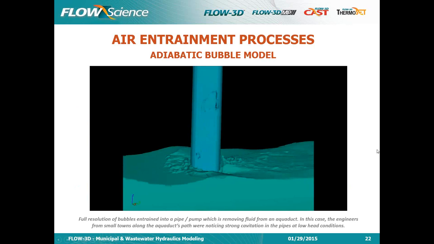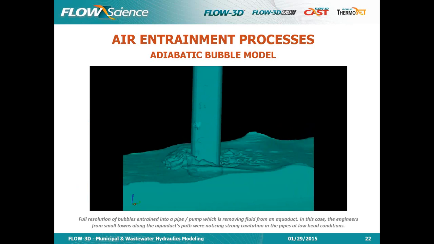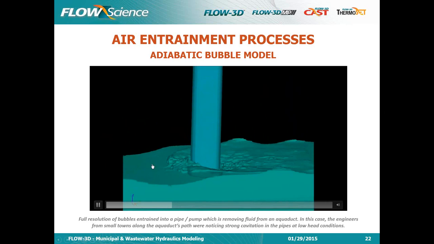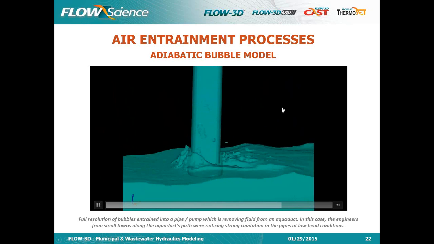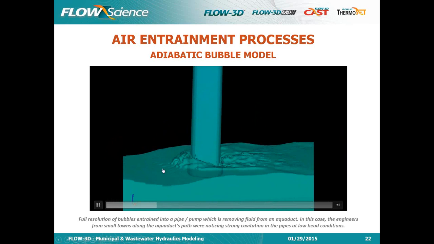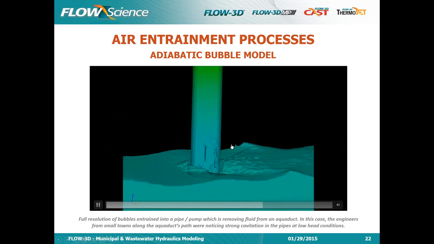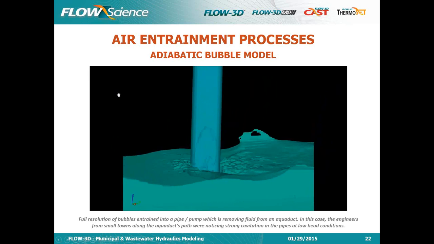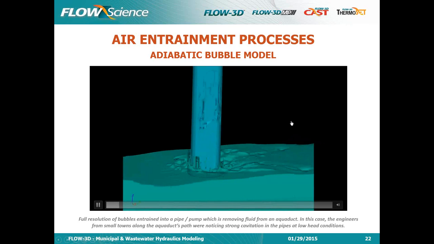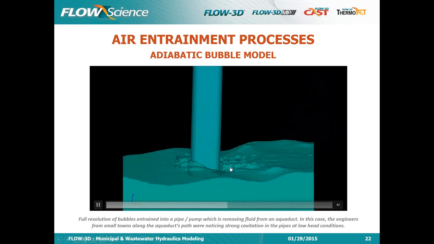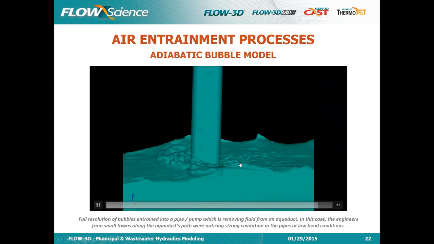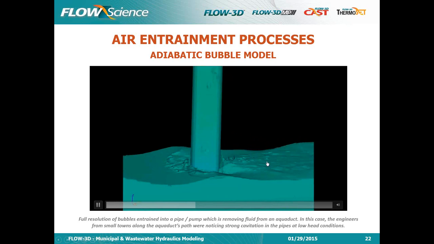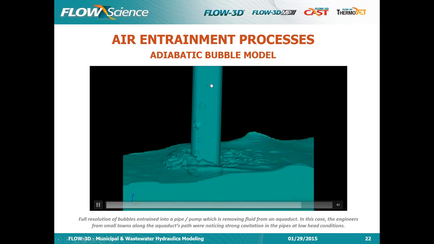This is the resolution of the bubbles themselves. It's the adiabatic bubble model we have. There's a full resolution, and this is from a project in upstate New York, where we have the aqueducts going down through the Catskills to New York City. On the way, we have these pumps which siphon water out of the aqueduct to the small towns on the way down. The problem they're having is that in certain conditions they're getting very strong cavitation in their pumps. In this case we're able to resolve the actual bubbles, because they're so large, coming out of the fluid as the fluid is being sucked up into the pumps. The fluid is moving left to right. You can see some vortex shedding here and some interesting behaviors, but that's a different story. And the bubble entrainment up the shaft here.